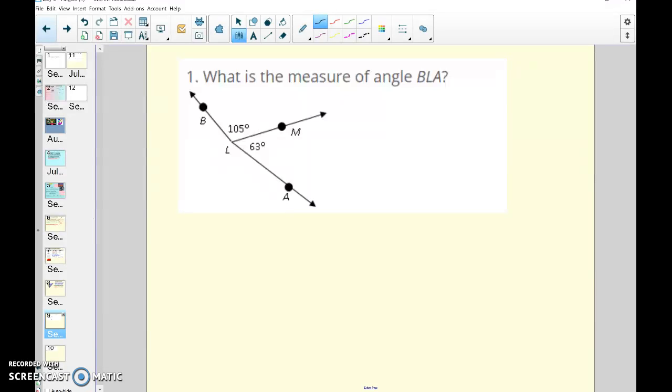Pause right here. Try number 1 and number 2 on your own. You might be able to figure it out without my help, and then just check the answers and have the correct work. So pause right here, please. Try it on your own. It'll give you some good practice.